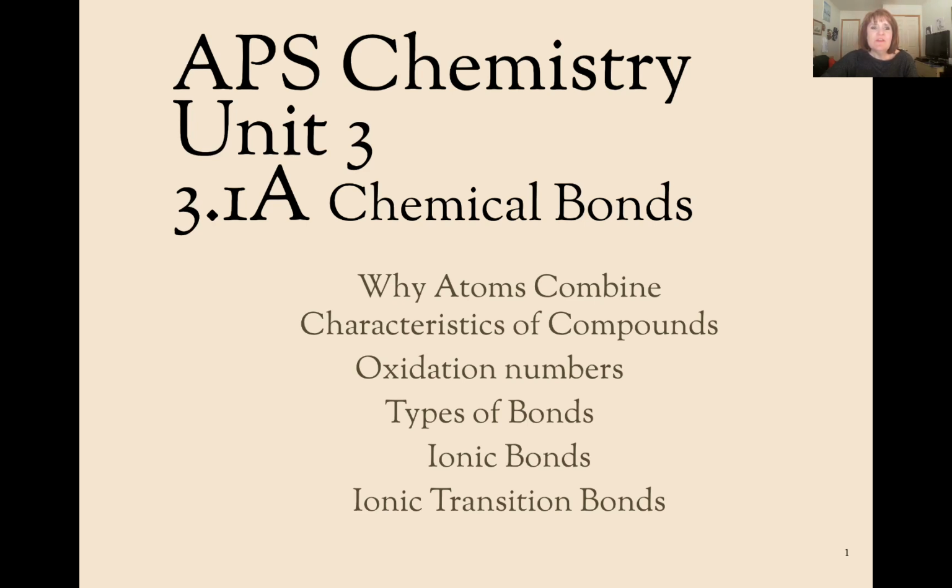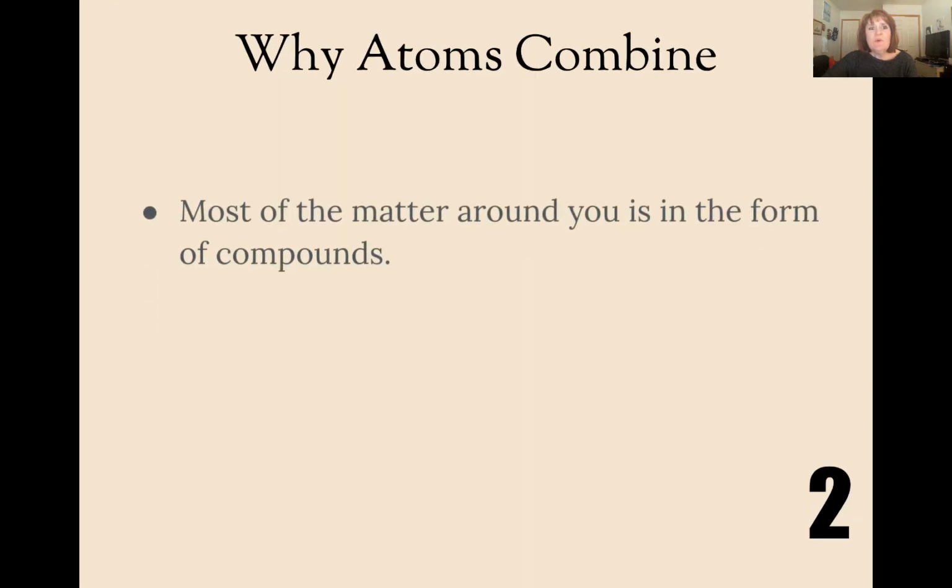This is Chemistry Unit 3, 3.1a on chemical bonds. Today we're going to be talking about why atoms combine, characteristics of compounds, oxidation numbers, types of bonds, and ionic and covalent bonds. So why do atoms combine?